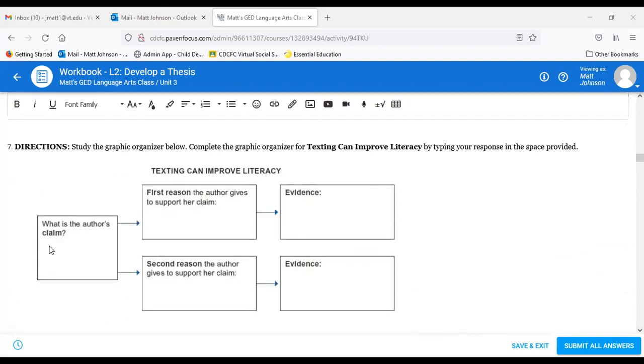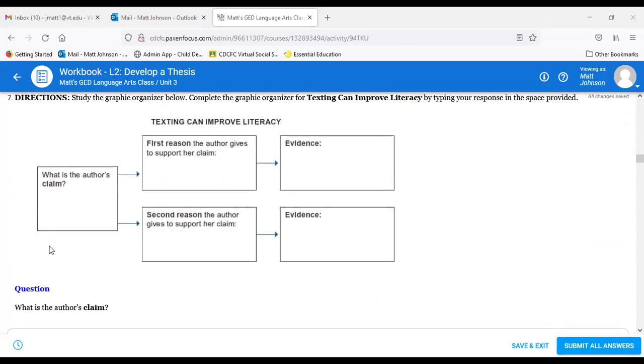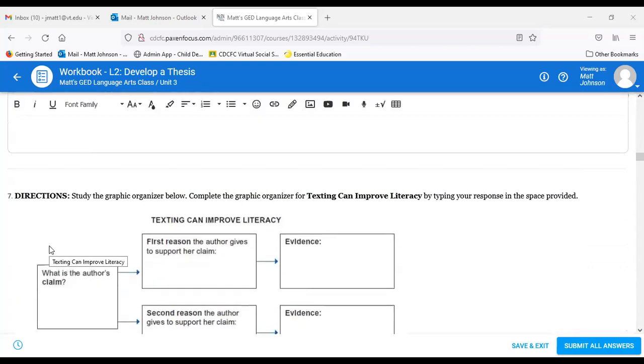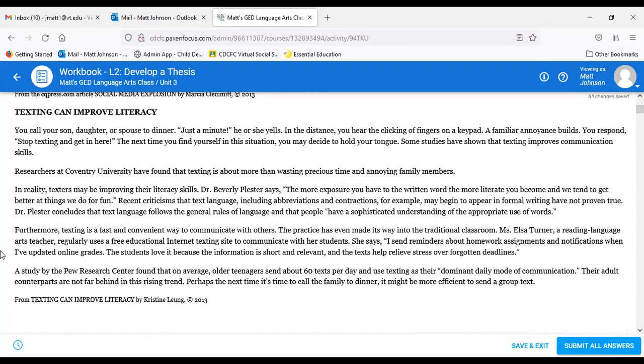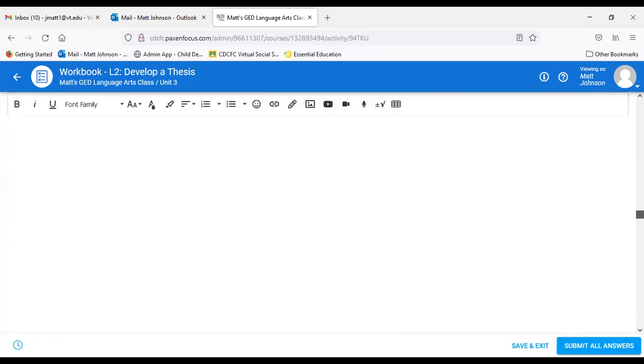So now going to Leung, right? Our second passage. So what is Leung's primary claim? What is her thesis? Texting improves communication skills. Perfect, right? That is what we want.